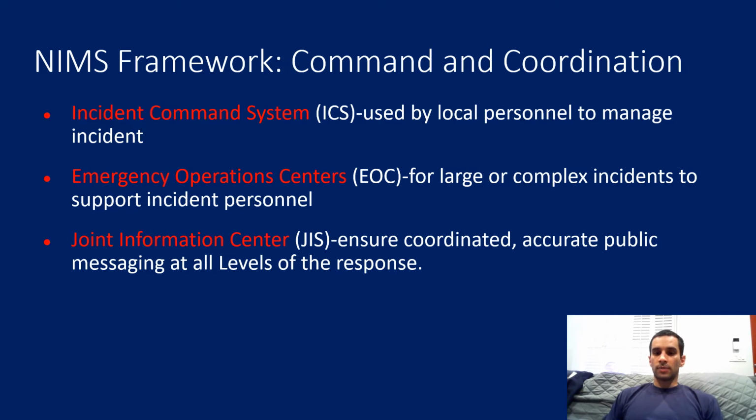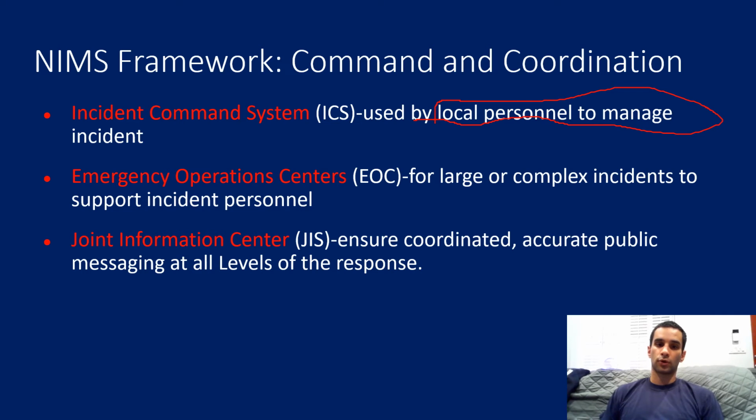Now, what about that command and coordination arm? Because that's the arm that as frontline EMS providers, we're often most likely to be involved in. So the key thing about ICS that I want you to get from this slide is that it's used by the local personnel to manage the incident. Now, in a big enough incident, there may need to be an emergency operations center opened up, which may not be on the scene, to support the incident personnel. And also on a big incident, you might need a joint information center to ensure coordinated, accurate public messaging. And I can speak on real incidents. The public messaging is sometimes very difficult to communicate accurately.